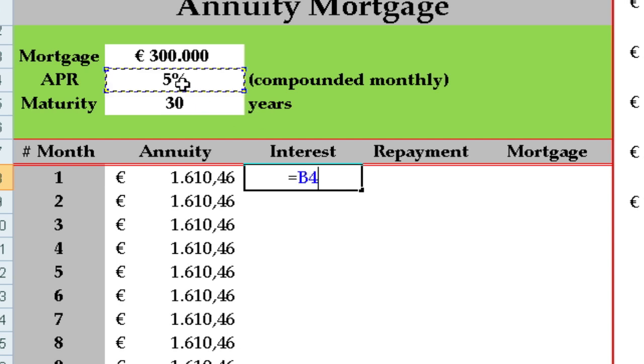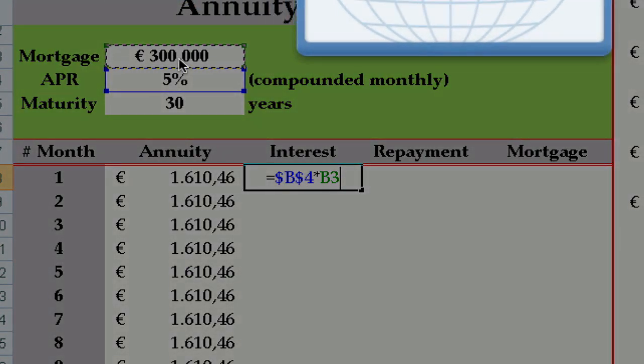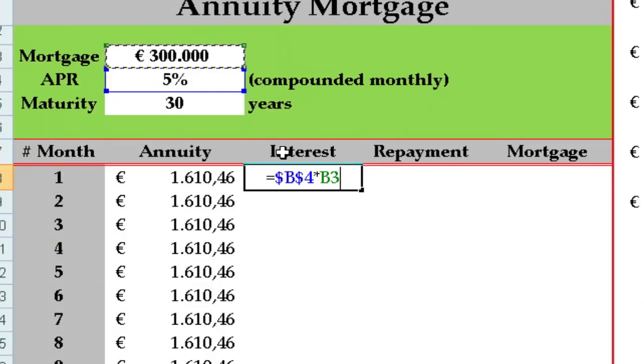So that's 5%, times the 300,000. Only now, the annual percentage rate is yearly, so again we should divide this by 12.